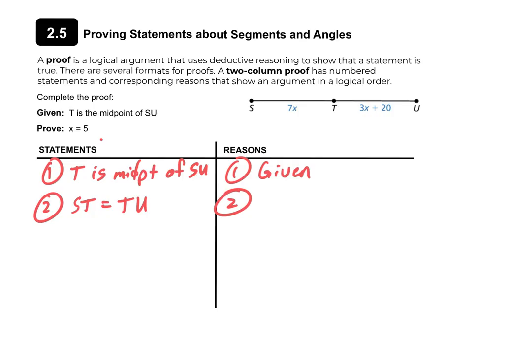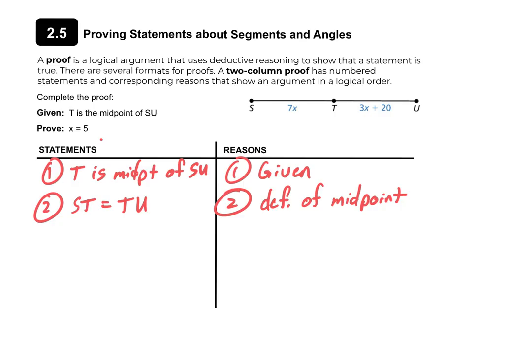Yeah. And so what we would say here is the definition of midpoint. The reason we know that T is in the middle is because we know the midpoint splits a segment in half, right? And that's exactly what the definition of midpoint says. That's how we know that those two segments are the same. Okay? So sometimes it's as simple as that.